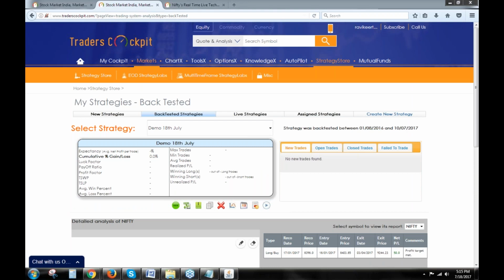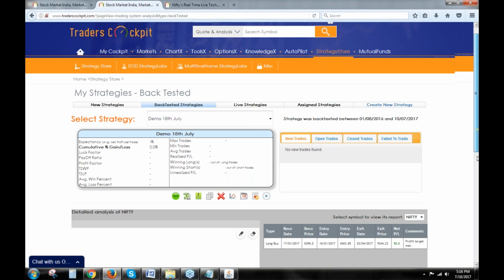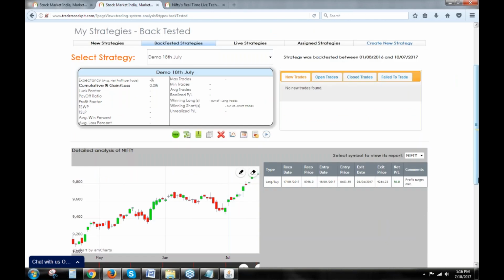So yeah, the strategy has already been submitted for backtesting. Okay, and once it is submitted for backtesting, it goes into the queue there on the server, where all the strategies are stacked up in a single queue.